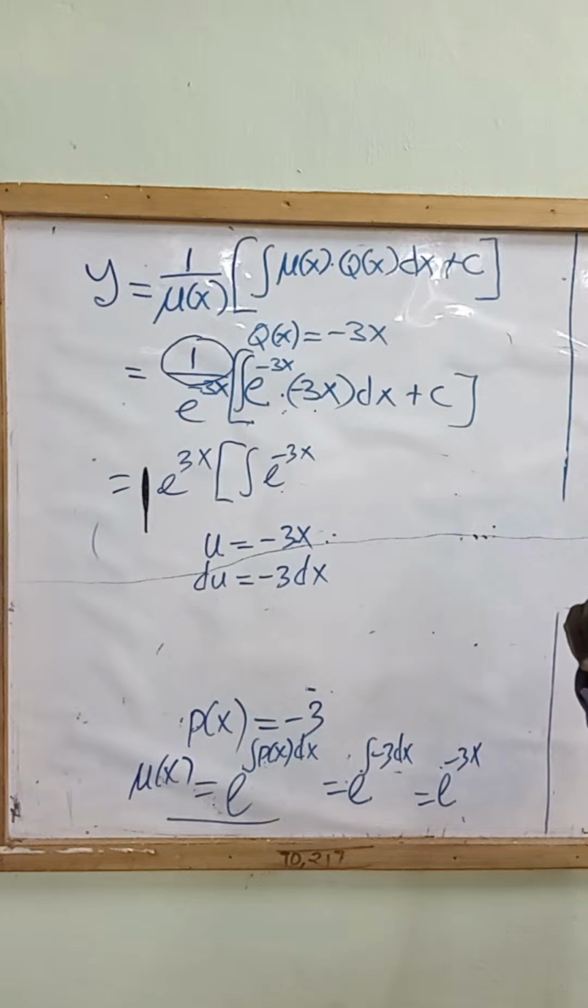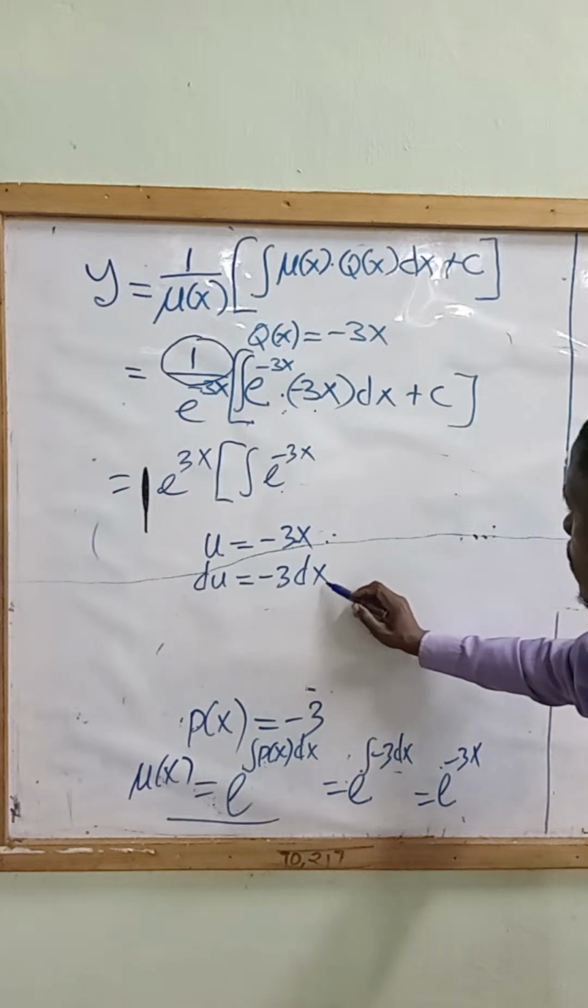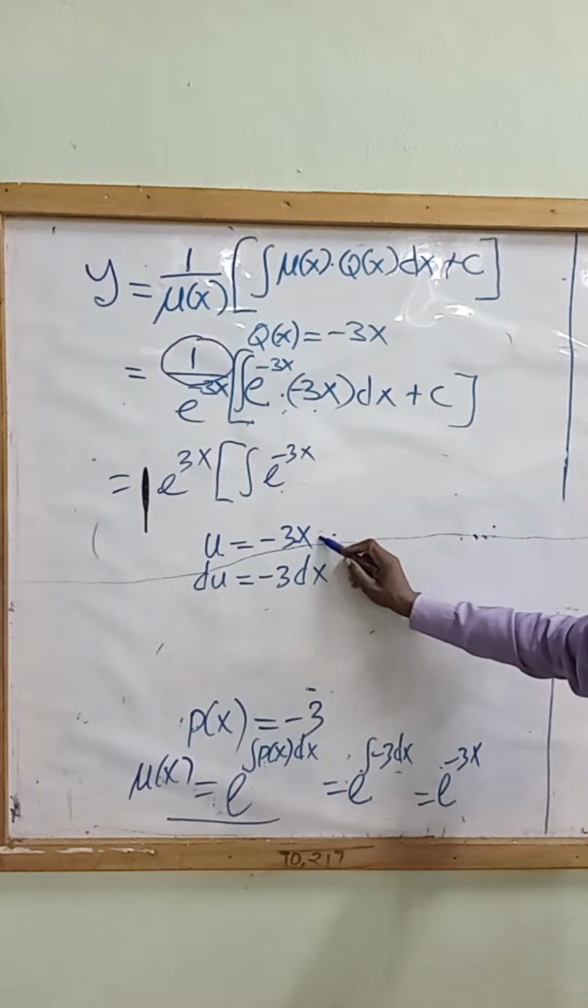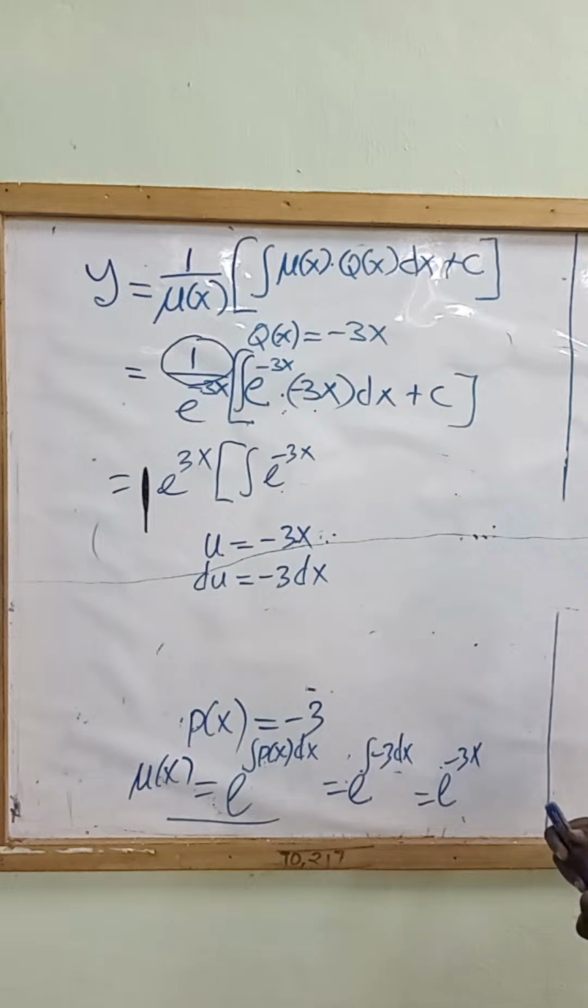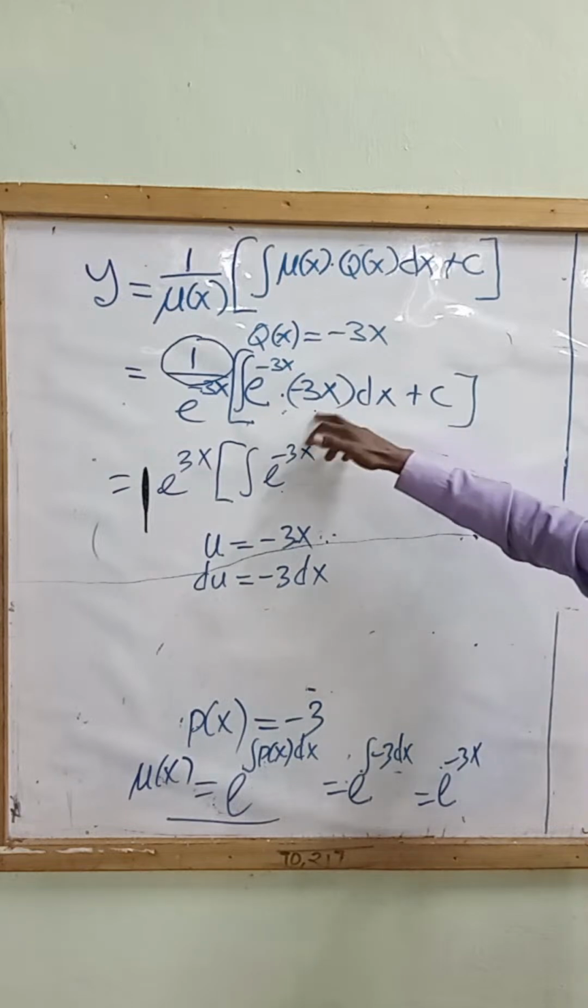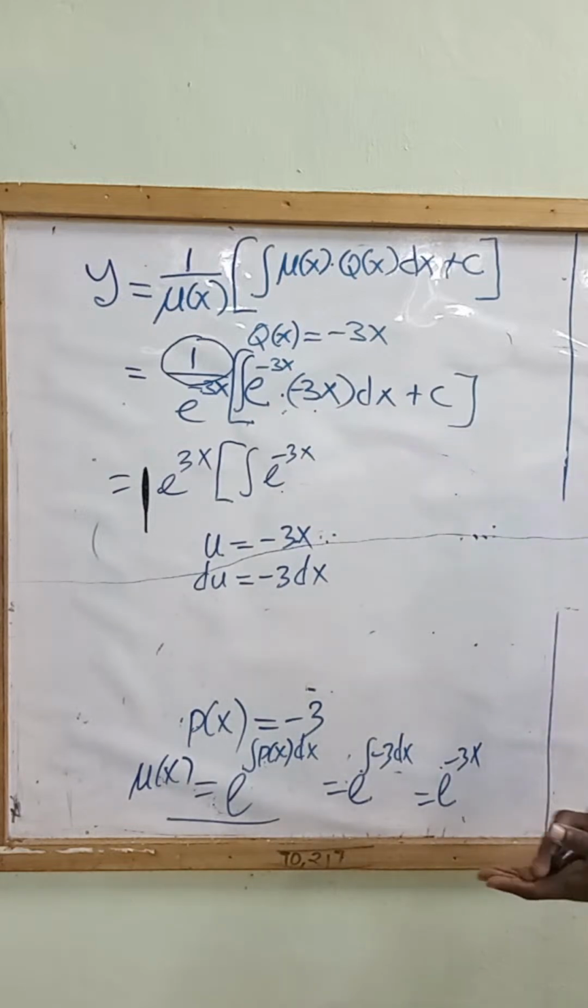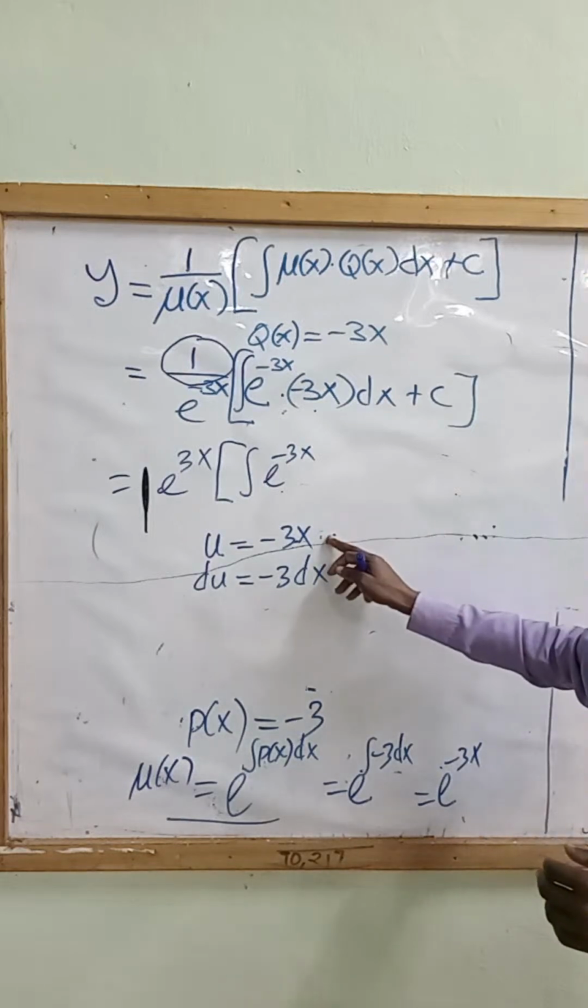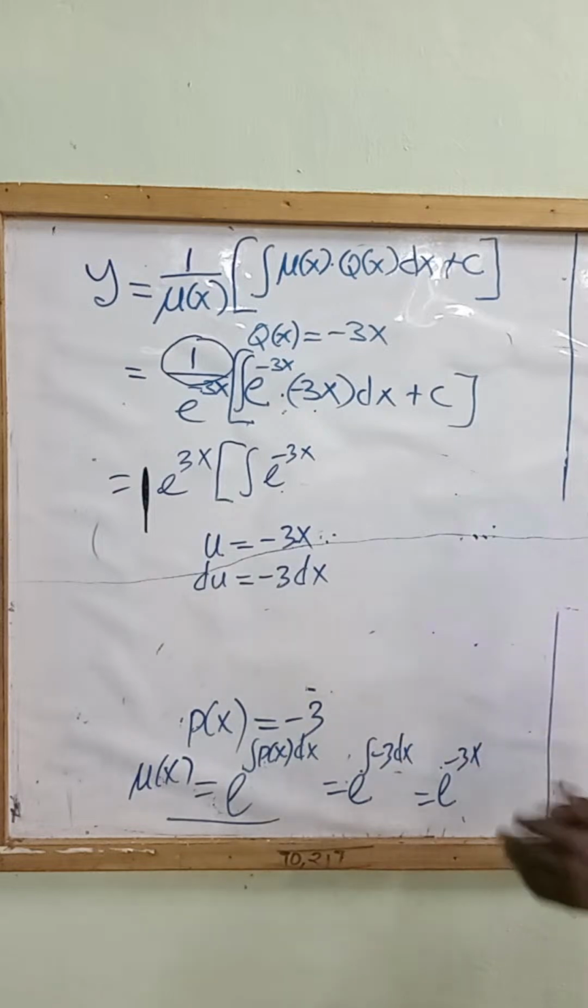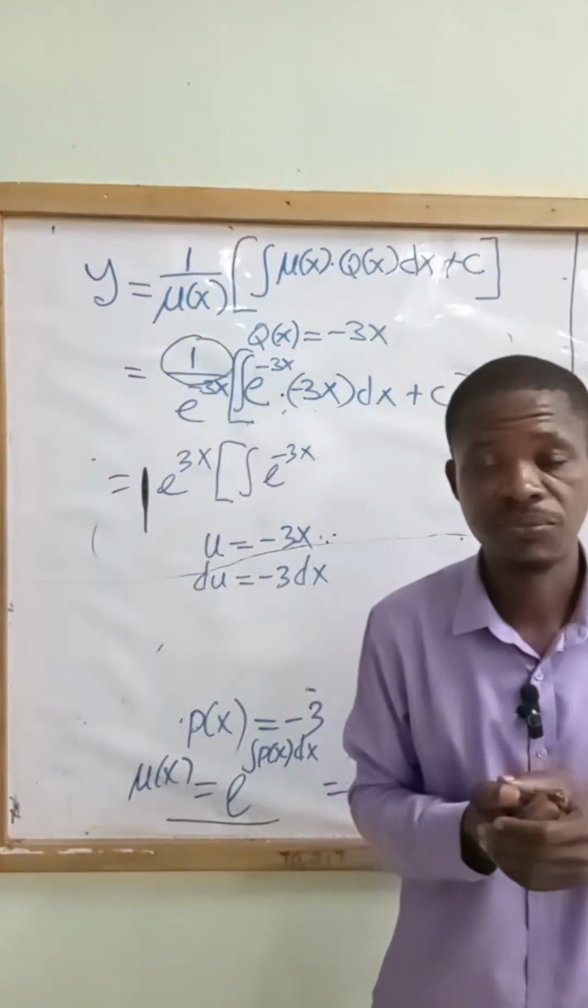Can we make u this? No, with that one, will it work? Because I want something to cancel from this place. Okay, I want something to cancel from that place. u is this, and du is minus 3 dx. Minus 3 dx. It won't work. That will call for integration by parts.